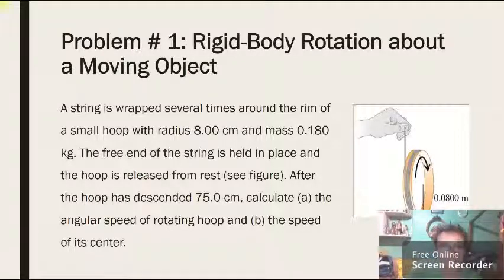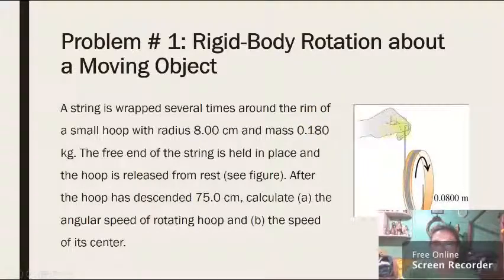A string is wrapped several times around the rim of a small hoop with radius 8 centimeters and mass 0.18 kilograms. The free end of the string is held in place and the hoop is released from rest. After the hoop has descended 75 centimeters, calculate the angular speed of the rotating hoop and the speed of its center.